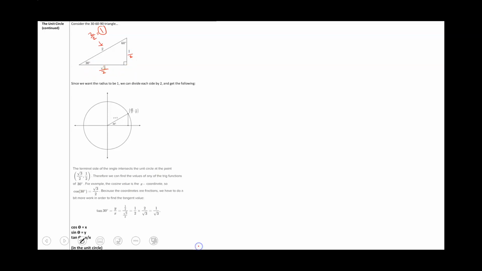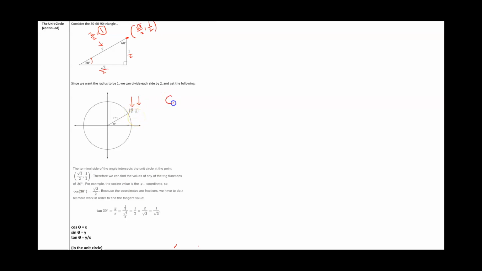So the x-coordinate of this point right here, if you notice, is radical 3 over 2, and the y-coordinate is 1/2. Okay, the x distance is radical 3 over 2, and the y-coordinate is 1/2. So for 30 degrees, we have 30 degrees here, the ordered pair is going to be radical 3 over 2, comma 1/2, where the x value is radical 3 over 2, and the y value is 1/2.